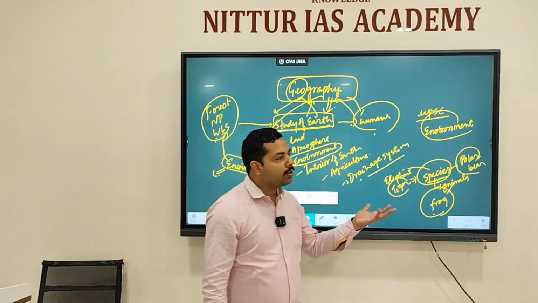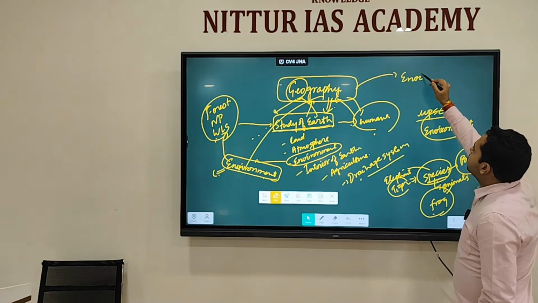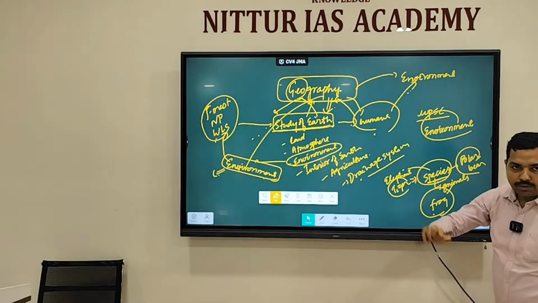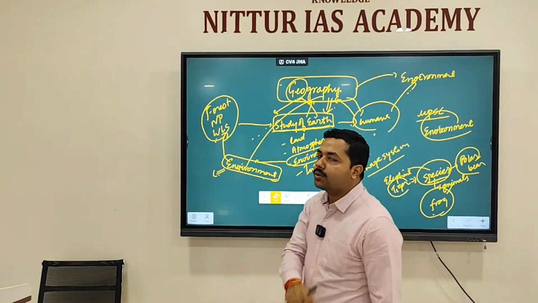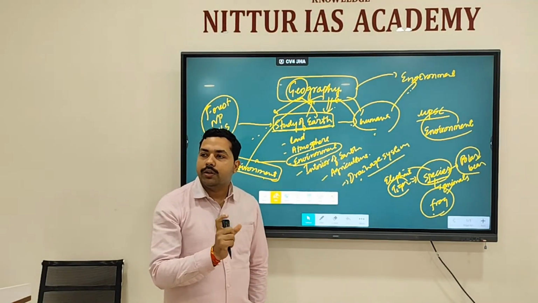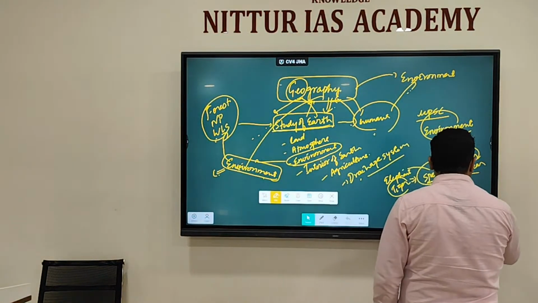In geography also we study about environment, but this environment is more focused on the human environment, environment with respect to humans. Clear? So this environment is more focusing on the human aspect. Any doubt regarding this particular part?